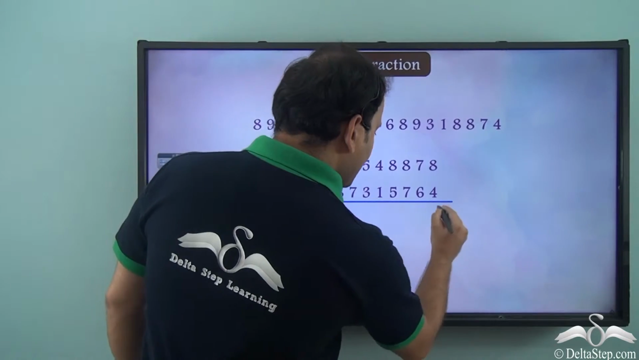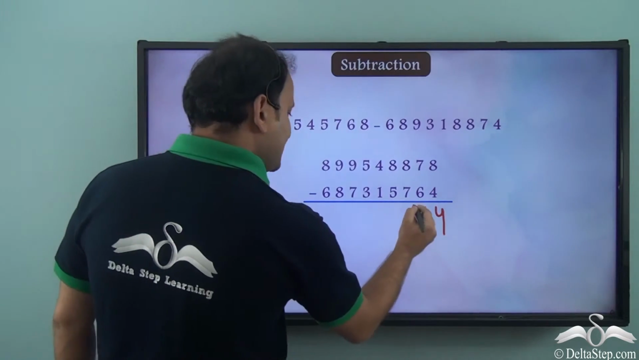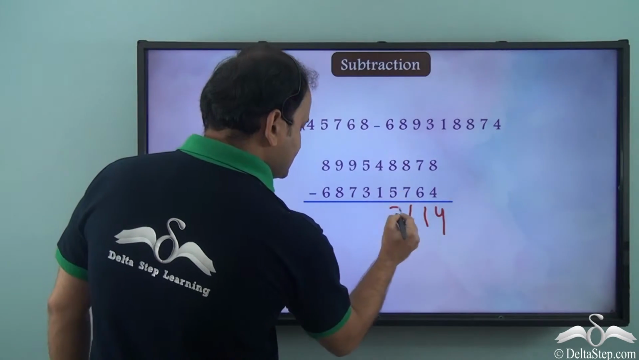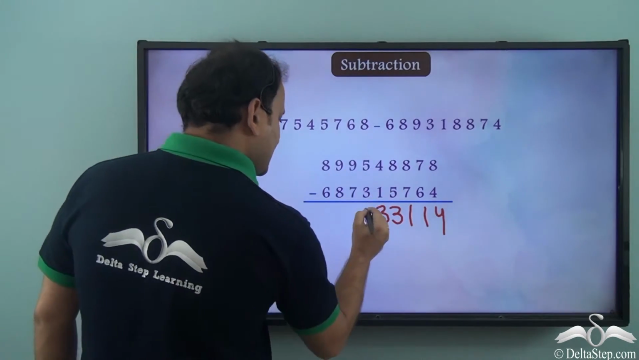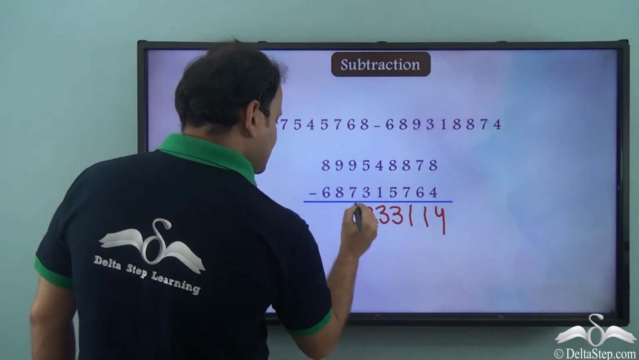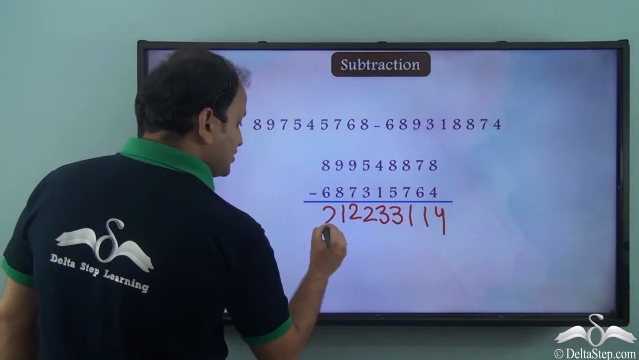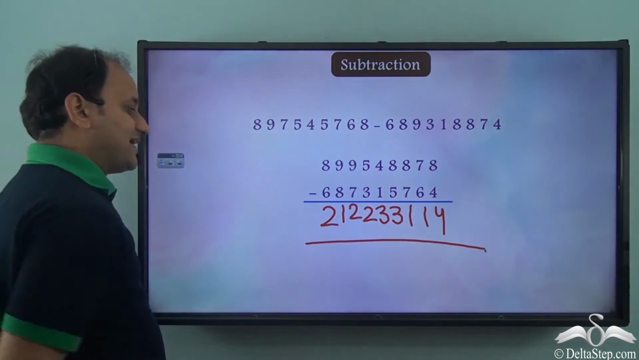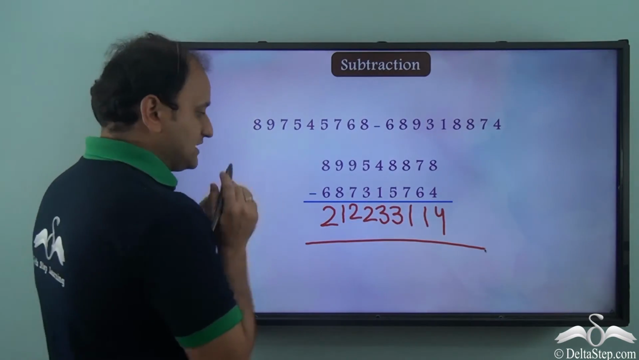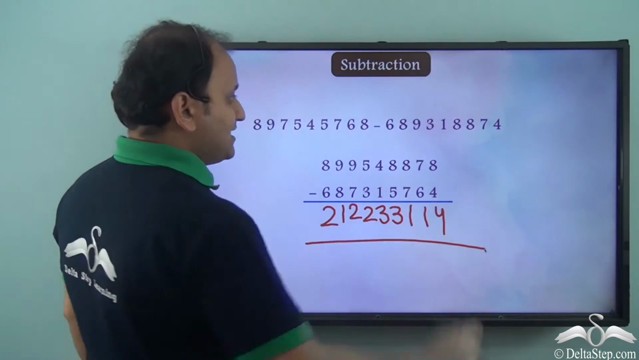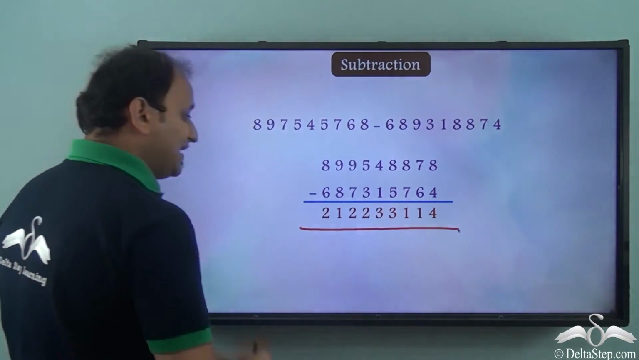So 8 minus 4 is 4, 7 minus 6 is 1, 8 minus 7 is 1, 8 minus 5 is 3, 4 minus 1 is 3, 5 minus 3 is 2, 9 minus 7 is 2, 9 minus 8 is 1, and 8 minus 6 is 2. So this is the final answer: 212233114. So this is how you will subtract two 9-digit numbers. So this is the final answer that we get.